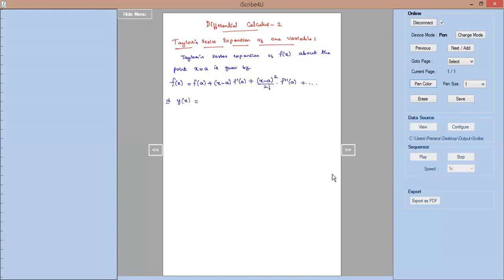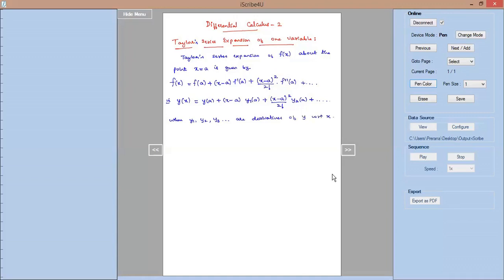So y of x is given by y of a plus x minus a into y1 of a plus x minus a the whole square divided by 2 factorial into y2 of a. The next term would be x minus a the whole cube divided by 3 factorial into y3 of a, etc. Where y1, y2, y3, etc. are all derivatives of y with respect to x.